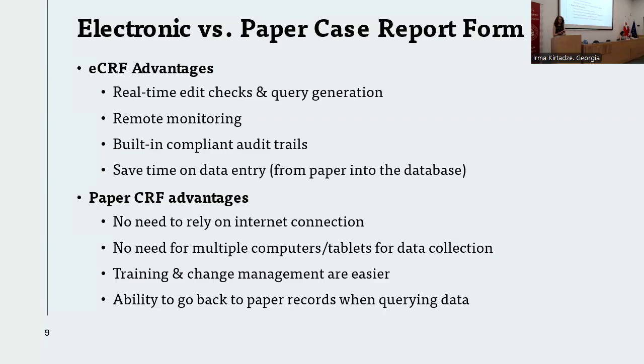And of course, training and change management is sometimes easier, because when you change any questions on your paper form, you just print out the new form and it's done. When you do that electronically, you have to make changes in the database while making sure that you're not losing the old data while you're making changes to the form and collecting the new data. And of course, there's one more perk with paper forms. If you look at your data and you see this does not look right, you can go back to that paper form and see, did we really enter that correctly? There's no such thing with the electronic CRF. Once the data is in, there's no way to go back and find out what happened.